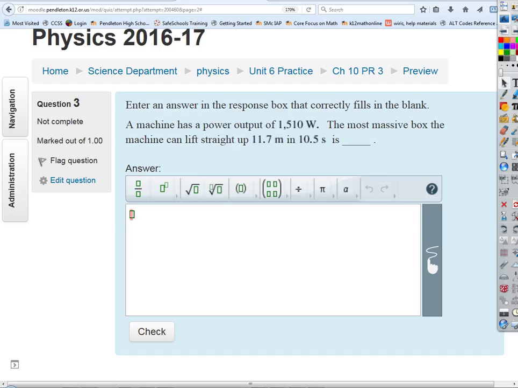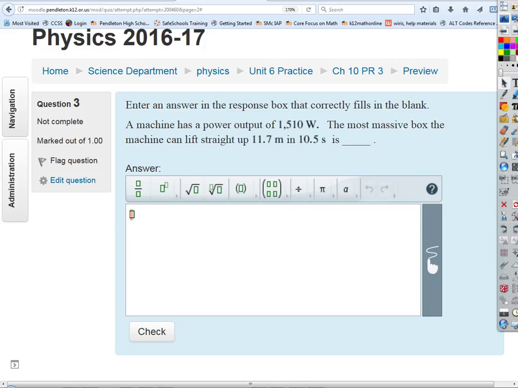Okay, real quick, let's take a quick second. Let's look at one of these. I've got a few questions about this. So a machine has a power. These are so simple. What's power? Work over time. Yeah, work over time. The amount of work done in a given time, right?